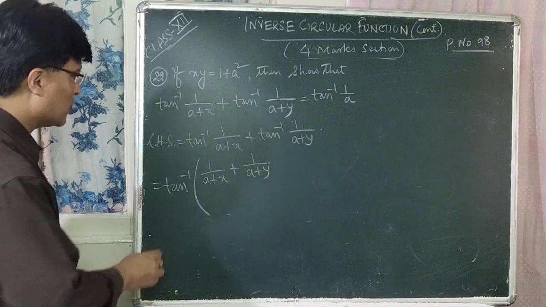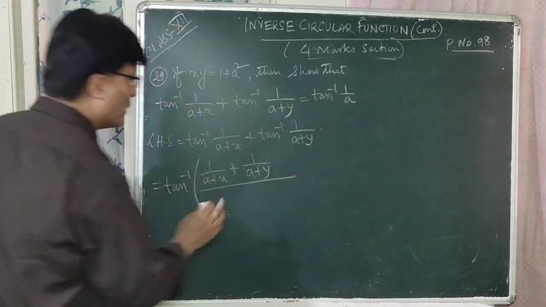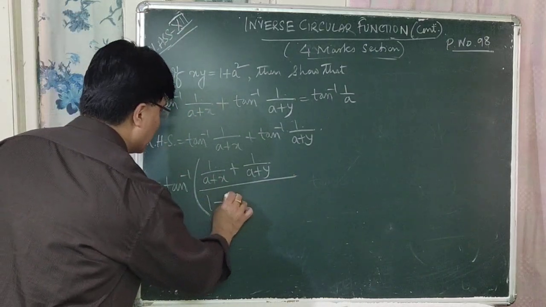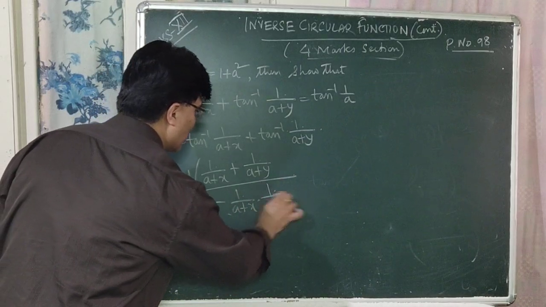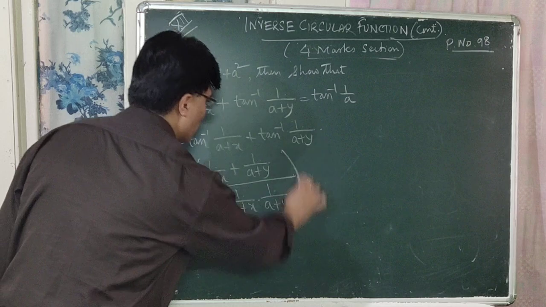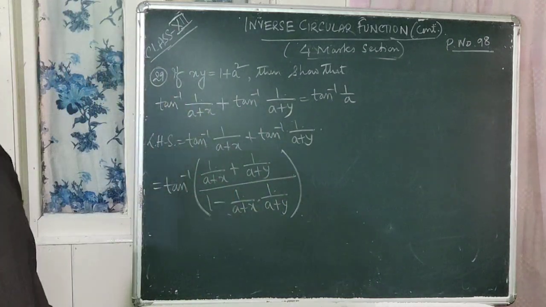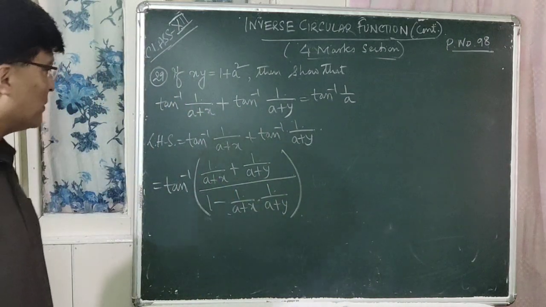That is tan inverse within bracket x plus y divided by 1 minus xy. So x is 1 upon a plus x, and y is 1 upon a plus y. So 1 minus 1 upon a plus x into 1 upon a plus y. Is that clear? Now let us simplify it further.